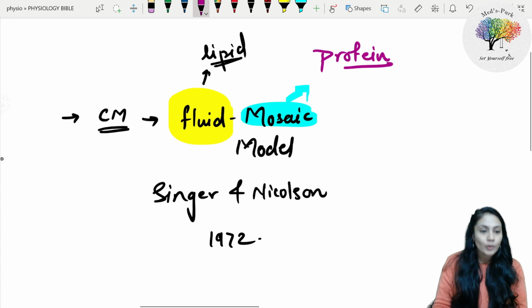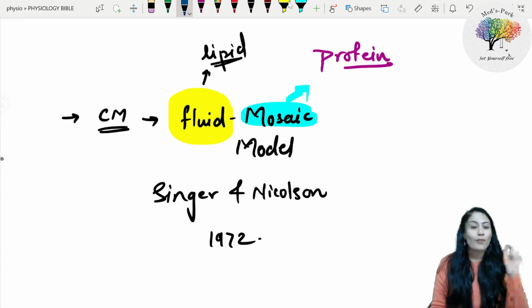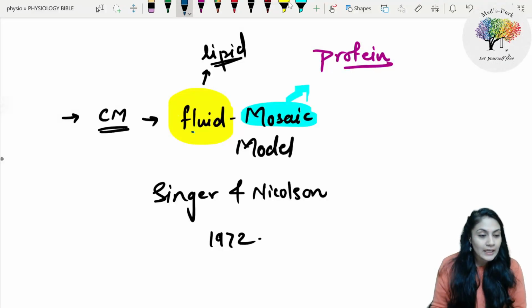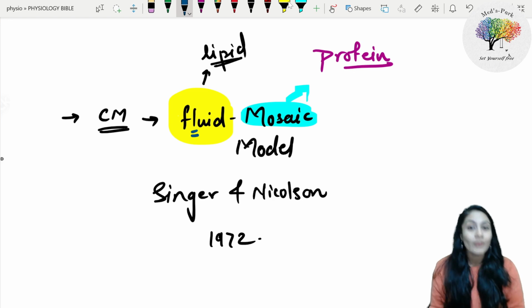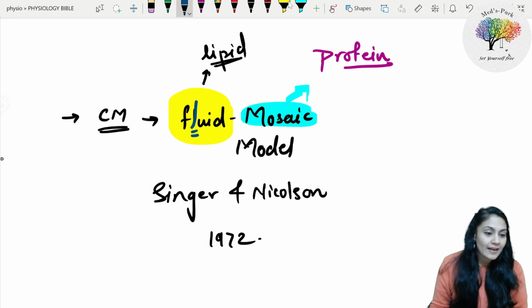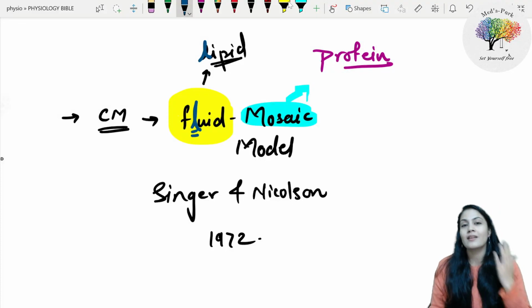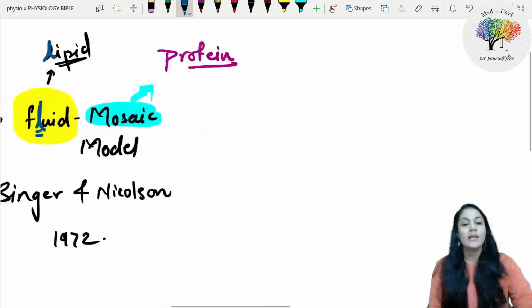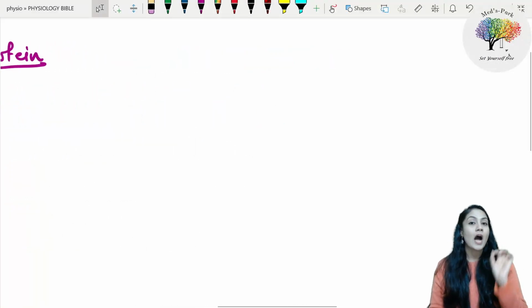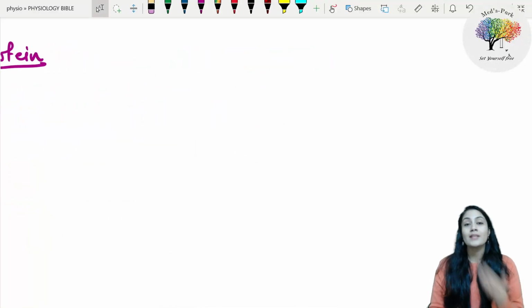So fluid, how to remember that in the exam? If you notice very keenly, you have L in the fluid, right? So you can get that as a clue that fluid represents the lipid and mosaic represents the protein. Now the question is asked: what is the highest content? The question is asking about its content and its percentage.